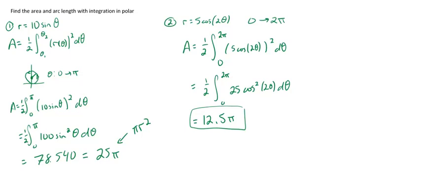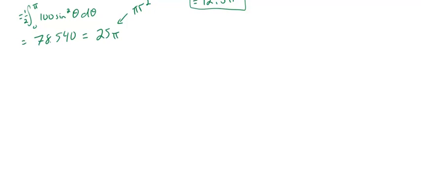All right, in the previous video, we talked about how to find the area of each of these shapes. We got 25 pi for one and 12.5 pi for the other. Now we're going to go ahead and find the arc length for each of them. So let's scroll down a little bit here.